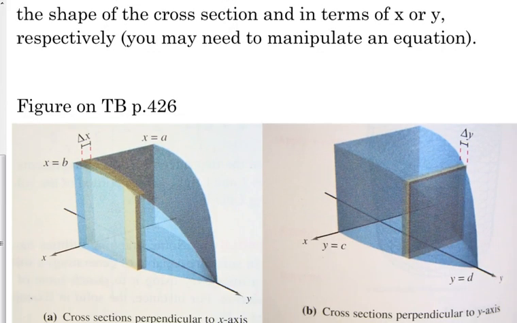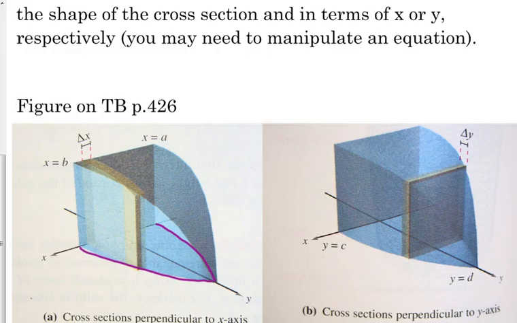Right here, with the figure. What we're looking at is actually a figure in the textbook. You've got your xy axis right here, and these cross sections are perpendicular to the x-axis. Forget the 3D portion of it for a second. Just look at this two-dimensional picture right now. We've got two curves graphed in the xy plane. This is probably supposed to be a parabola right here in the xy plane.